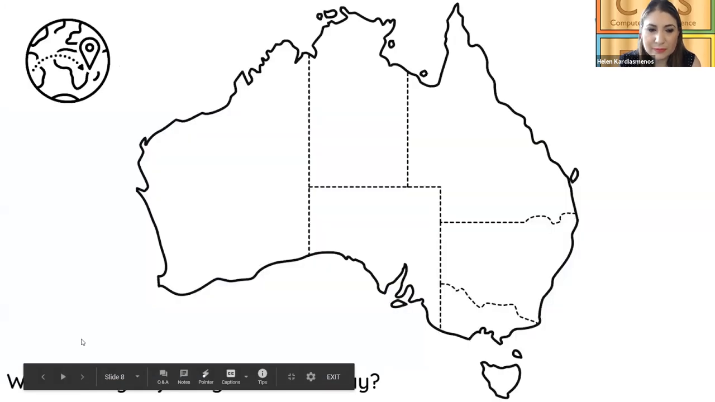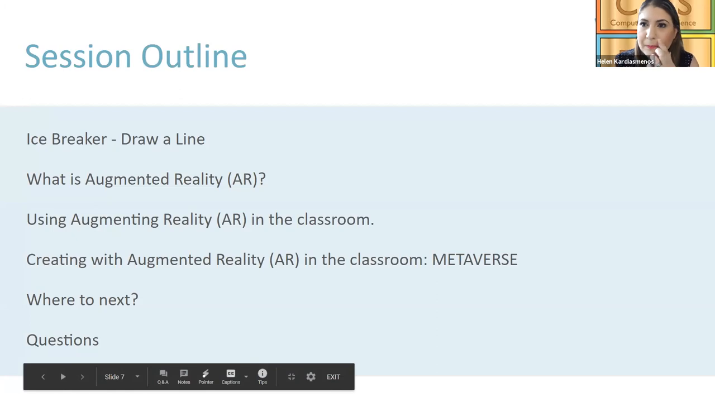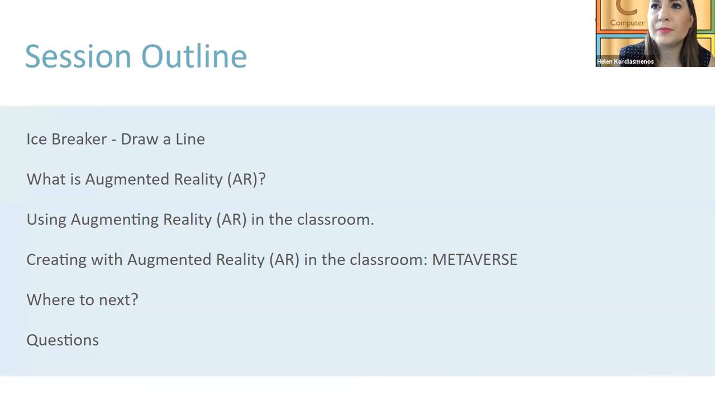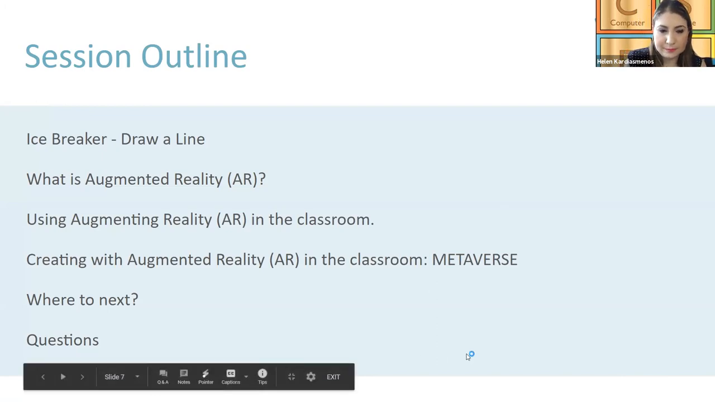Then we'll be also looking at where to next. So you'll have a host of resources that we're going to get to at the end that can point you into directions for further learning, as well as more classroom ideas, as well as touching on our lending library equipment that you can use, which is free to borrow for schools. And then we'll end with some time for questions as well.